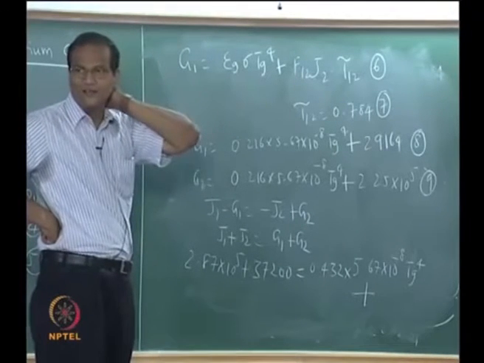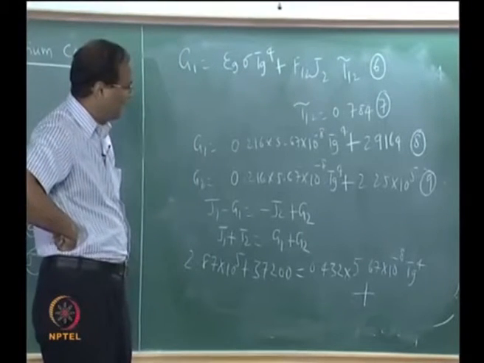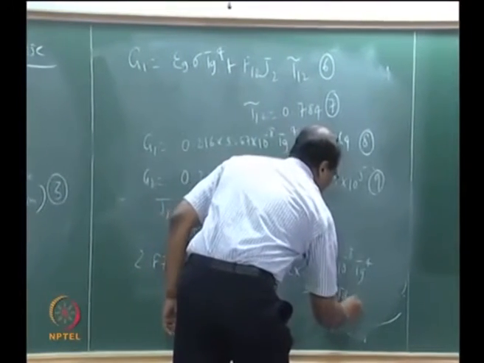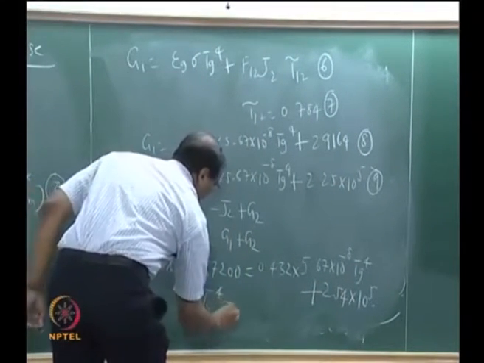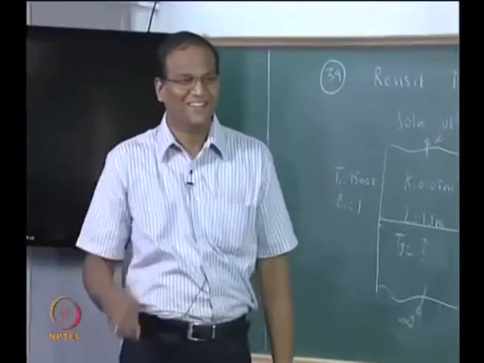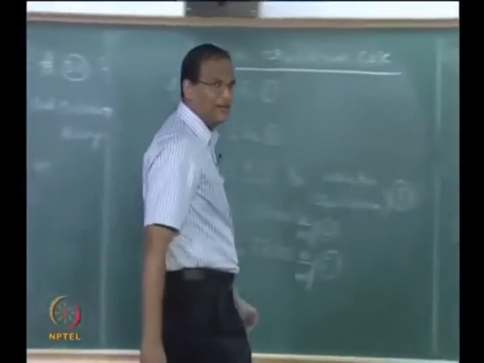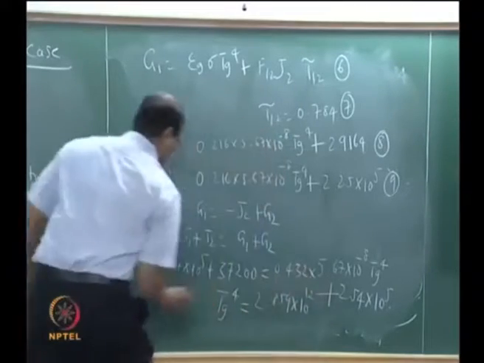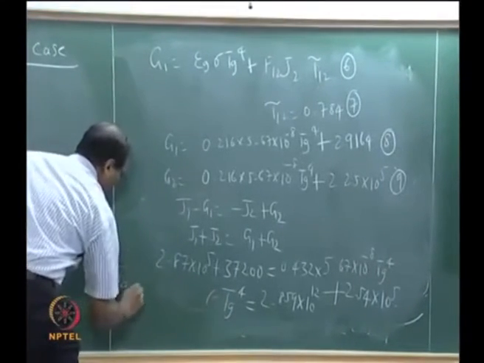Srikanth, what did you get? No calculator. 2.54. So Tg to the power of 4 is... 0.859 times 10 to the 12. 1300.